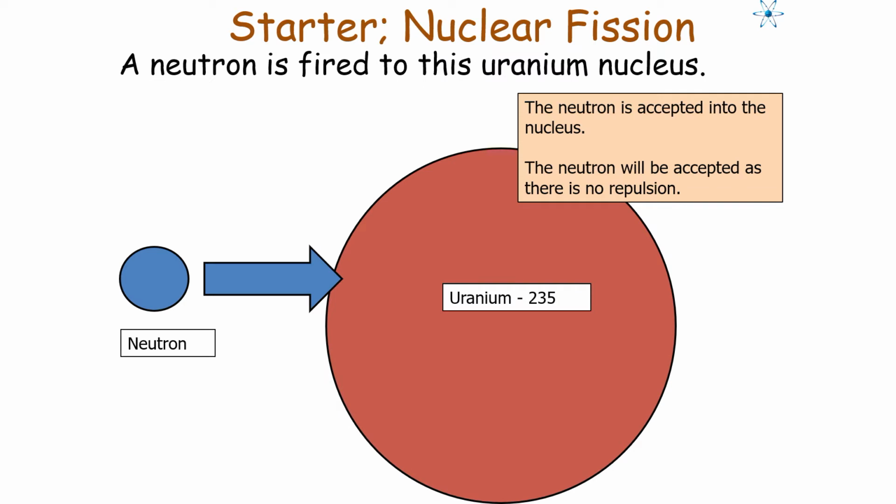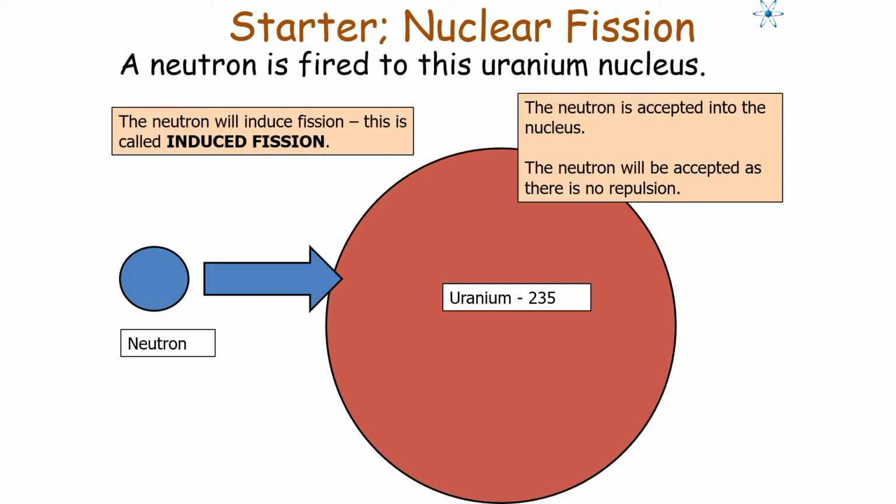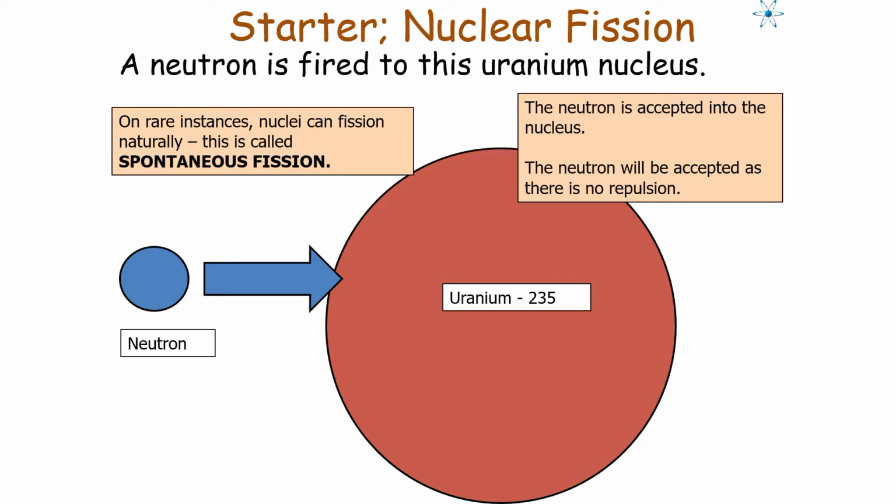Now, a neutron is fired at this uranium nucleus and the neutron is accepted into the nucleus. The neutron will be accepted because there's no repulsion, because it's got no charge. The neutron will induce fission, so we call this idea induced fission. On rare instances, nuclei can fission naturally. This is called spontaneous fission.